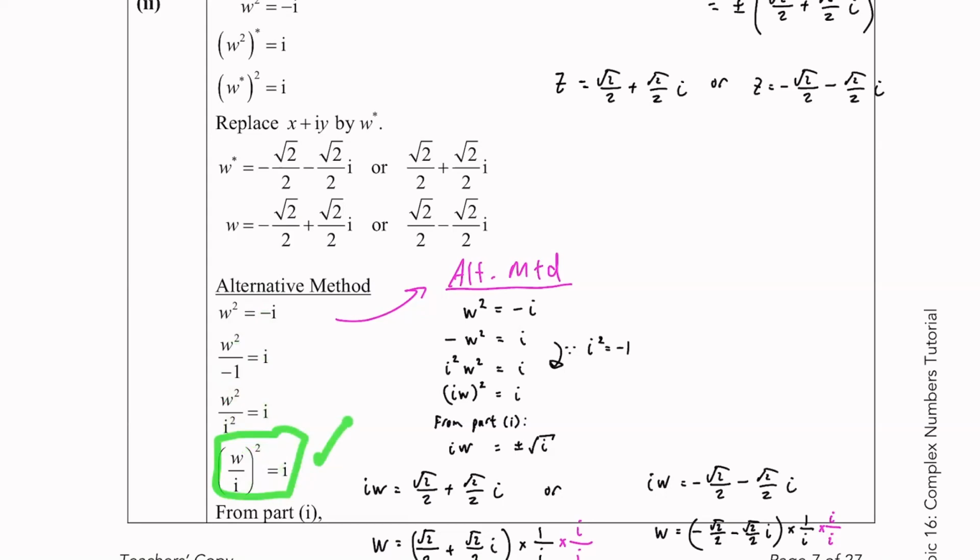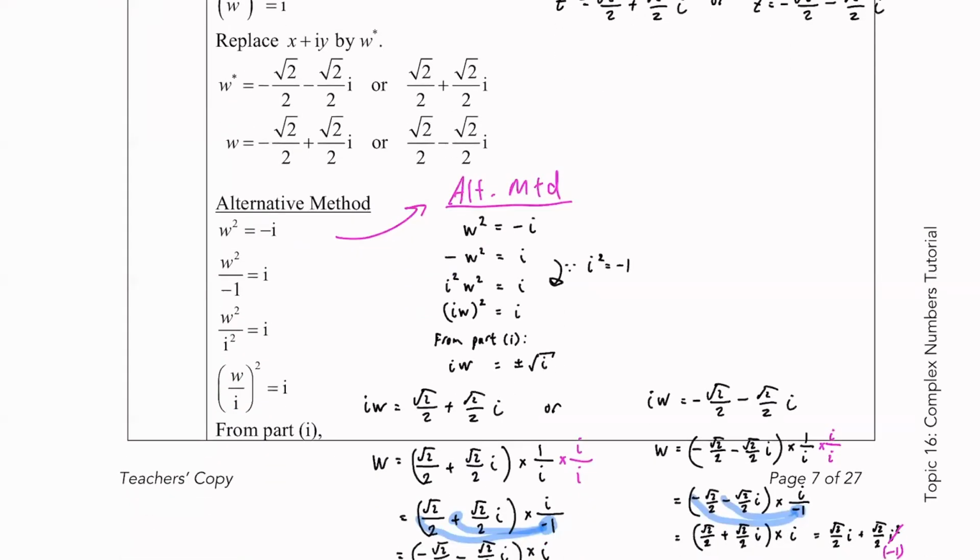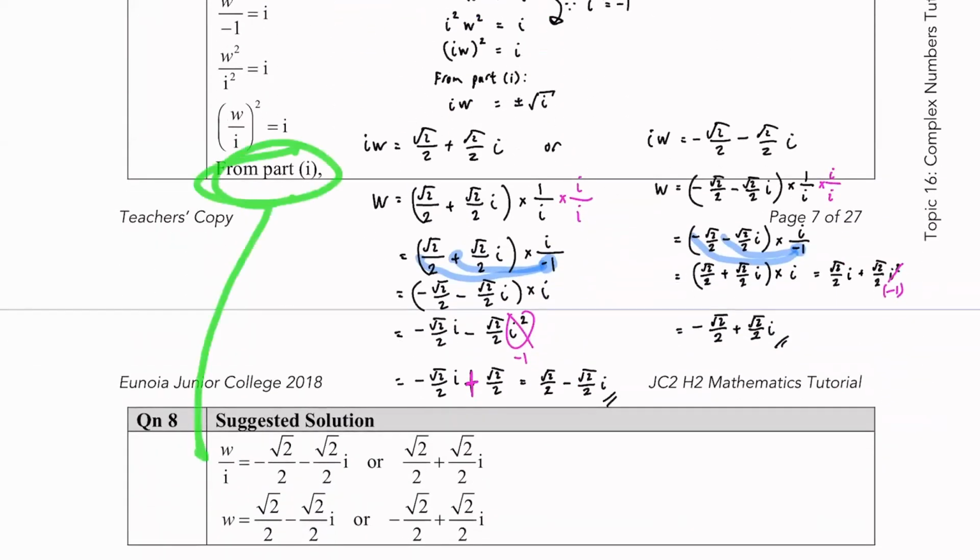What is the benefit of doing that? Why do they want to do this? They want to now take the square root. Opposite of square is square root. Then you can get w over i as your answer. So from using part 1, you're able to get w over i. How do you get w over i? You take the square root.